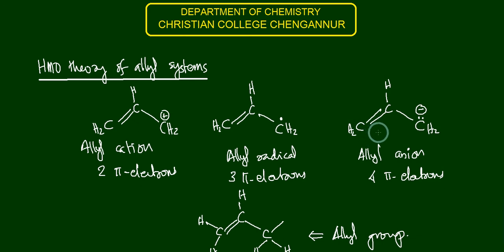And here is allyl anion. It has negative charge here, and it is CH2 double bond CH, single bond CH2 minus. Okay, so here how many pi electrons are there? Here it has 2 pi electrons from here and 2 pi electrons from here, and totally there are 4 pi electrons in this allyl anion. So we have seen 3 allyl systems where there are different numbers of pi electrons. Allyl cation with 2 pi electrons, allyl radical with 3 pi electrons, and allyl anion with 4 pi electrons.